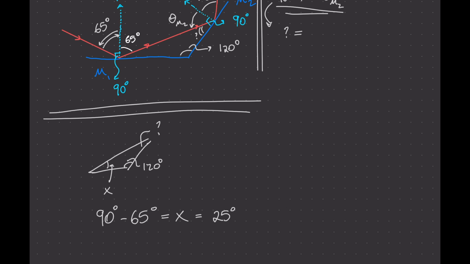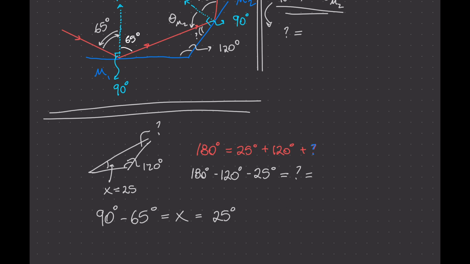All right, so what were we doing here? X equals 25. So I can use that triangle identity, which is 180 degrees equals 25 degrees plus 120 degrees plus the question mark. And I am looking for this question mark. So how do I solve this? I do 180 minus 120 minus 25. And this will give me the question mark.